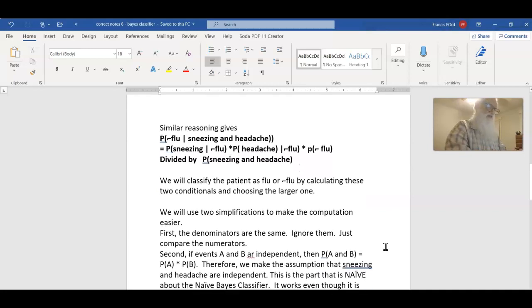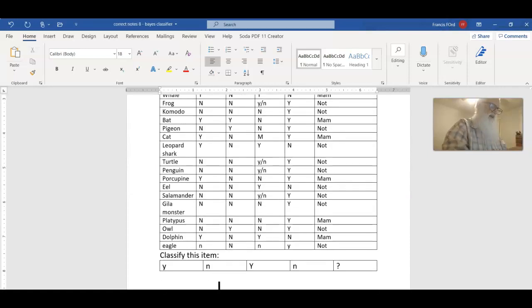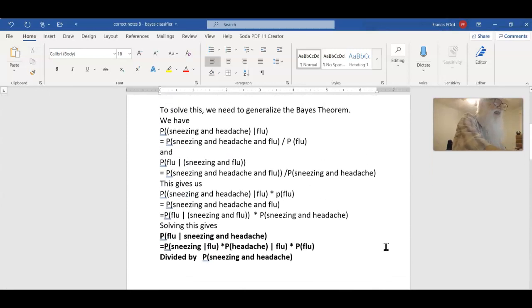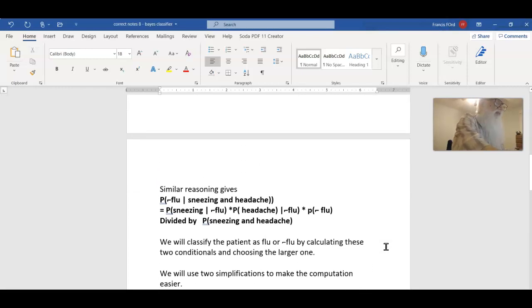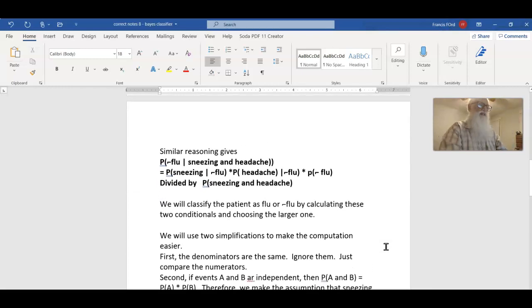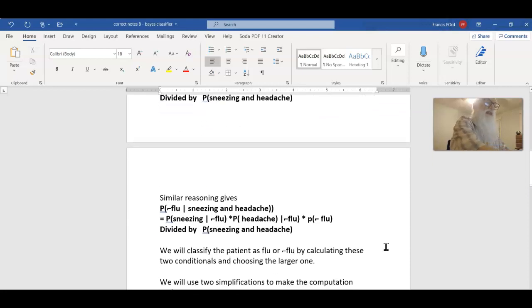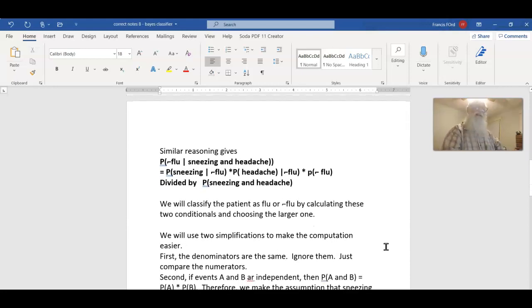There are two simplifications we're going to use that will make it faster for us to do these. It takes a little while to do all this arithmetic. Sorry, I shook up everything that I shouldn't have. The first simplification is if you look at these two, the denominators are the same. Why should we bother calculating them or dividing by them? All we have to do is look at the two numerators. We'll compare the two numerators, and whichever one is larger, that's where we'll classify this patient.